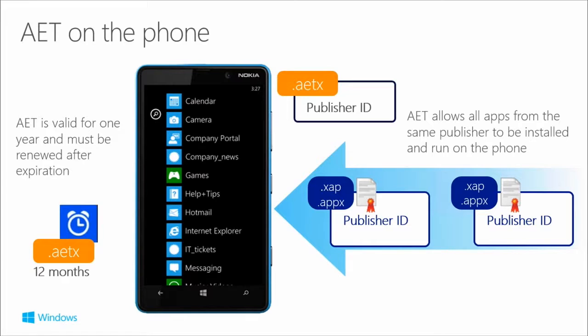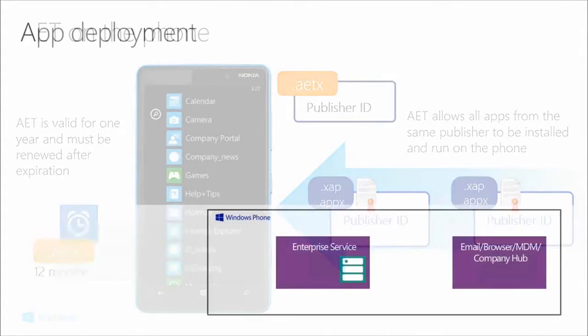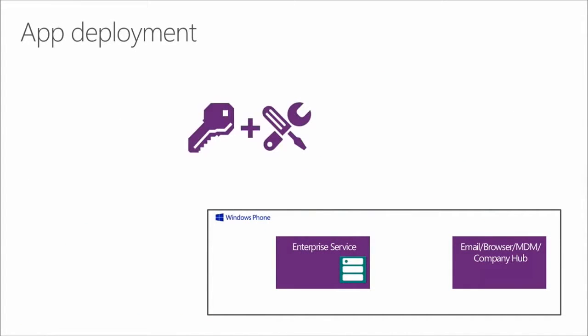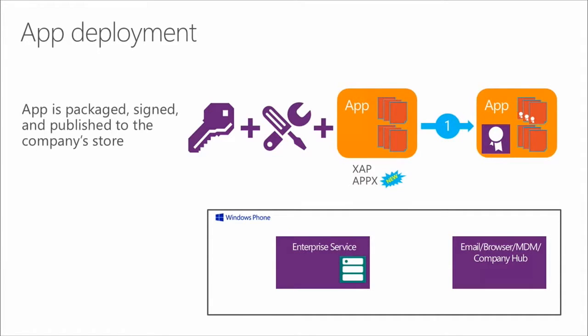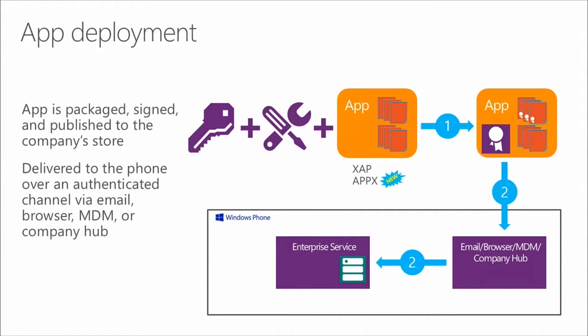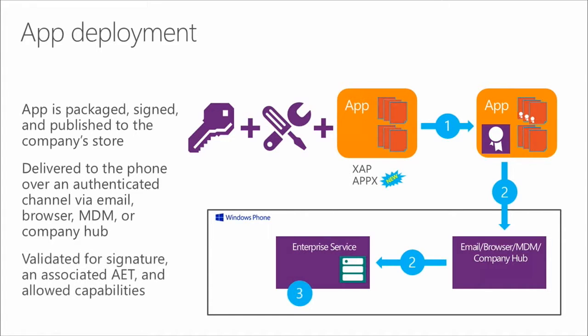Whenever you install an application, we extract the publisher ID and we compare it to the publisher ID in the tokens on the phone. If the token is valid and the publisher ID is the same, we allow this application to install. So this is the process. You sign the app, and you have the app with the signature. When you install through email or through MDM, the enterprise service will check if it's valid, and that the signature is the same as we stored in the token.